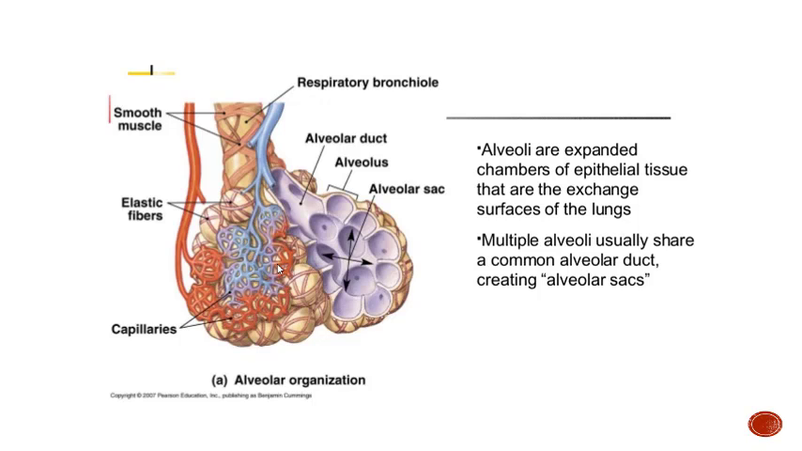So, memorizing the 4 components of the conducting zone and the 3 components of the respiratory zone, and just understanding the purpose of them both. Conducting zone, no gas exchange is happening. You're heating and humidifying and filtering the air. The respiratory zone is where your gas exchange is going to be occurring.